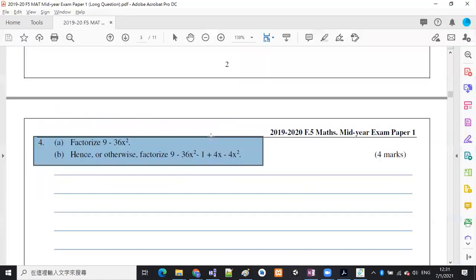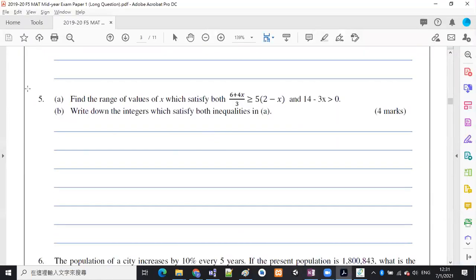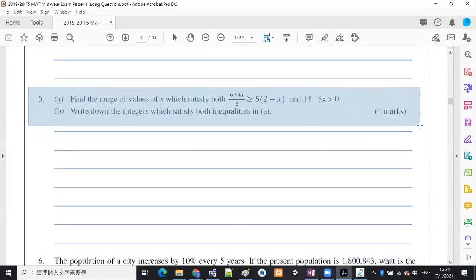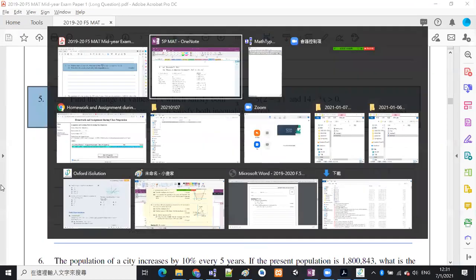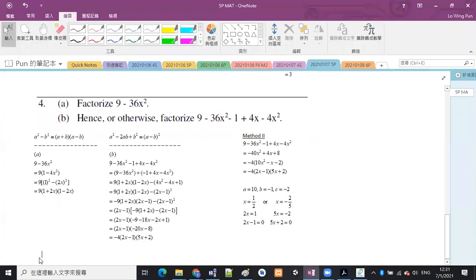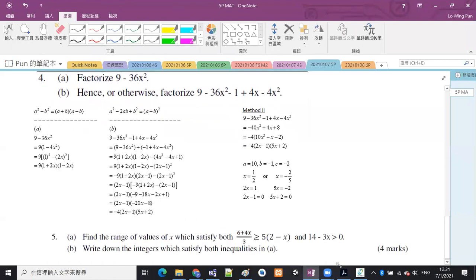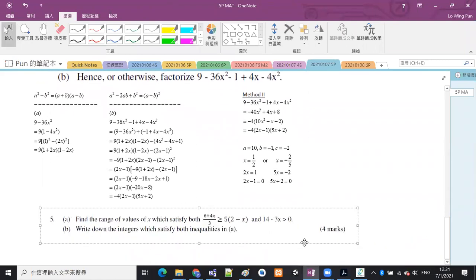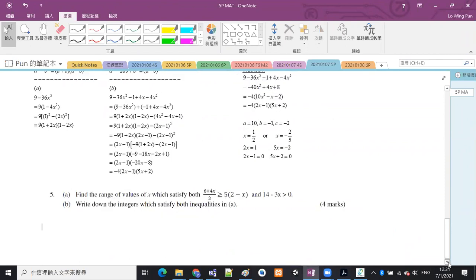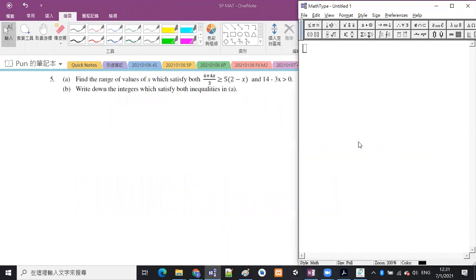Oh, done. Number 5. Inequalities. 又係每年都問㗎。So we have two inequalities and then connected by AND.